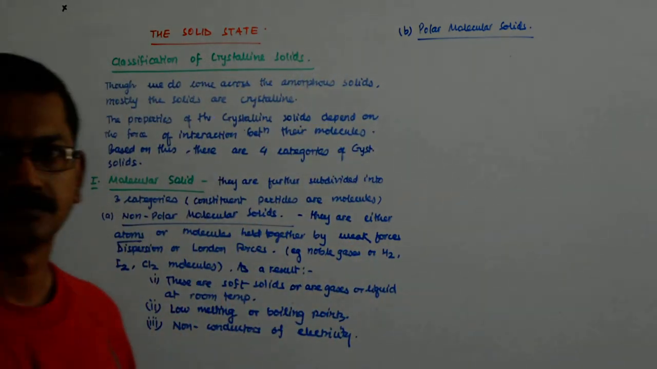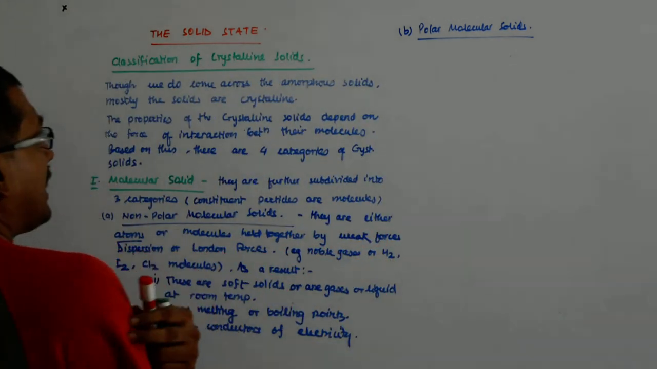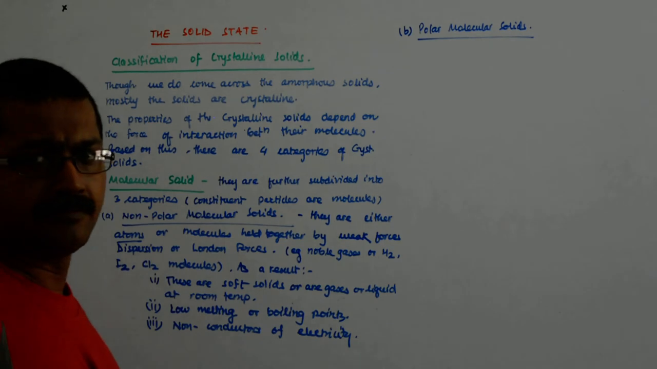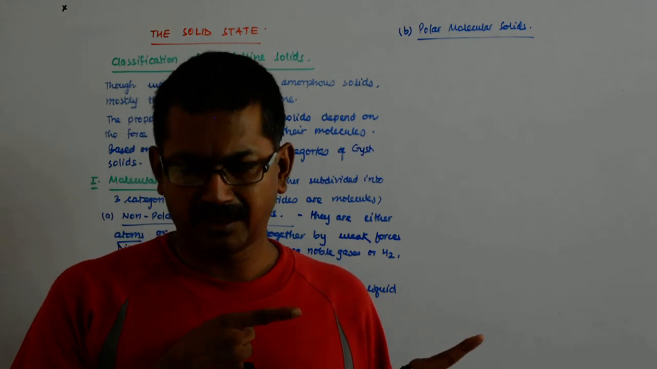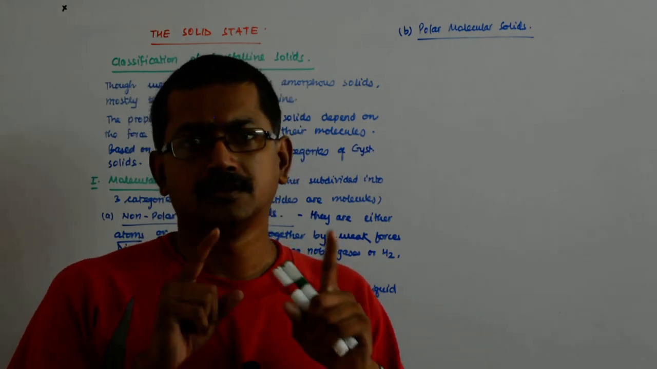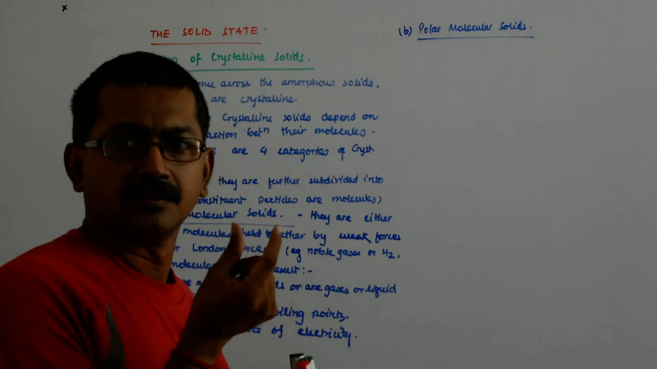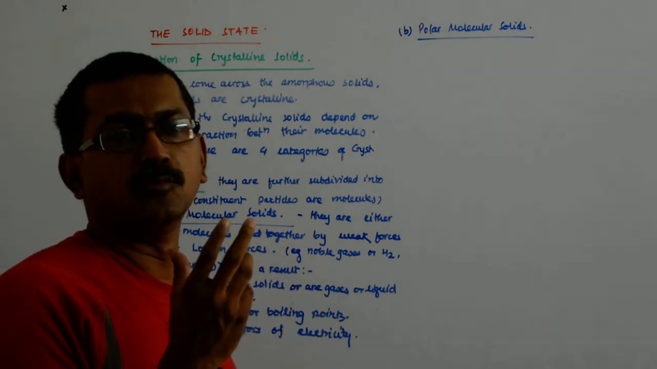Okay. They are polar molecular solids. Now, as this word signifies, they are polarized. They have their own dipole moments. Now, what do you mean by a dipole moment? When we have got equal and opposite charges separated by a small distance, we say that the particle or the system has got a dipole moment.